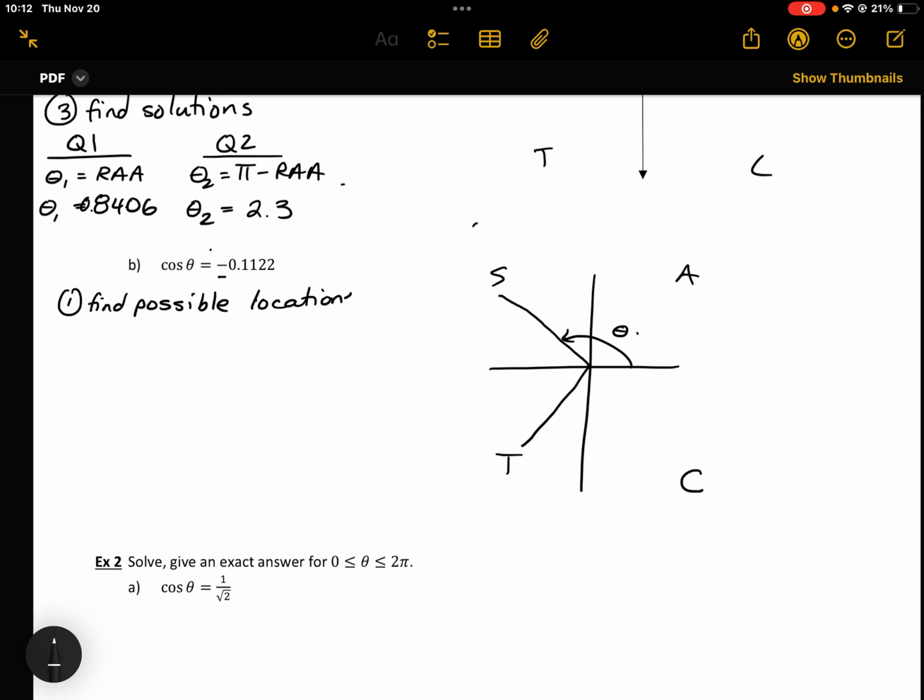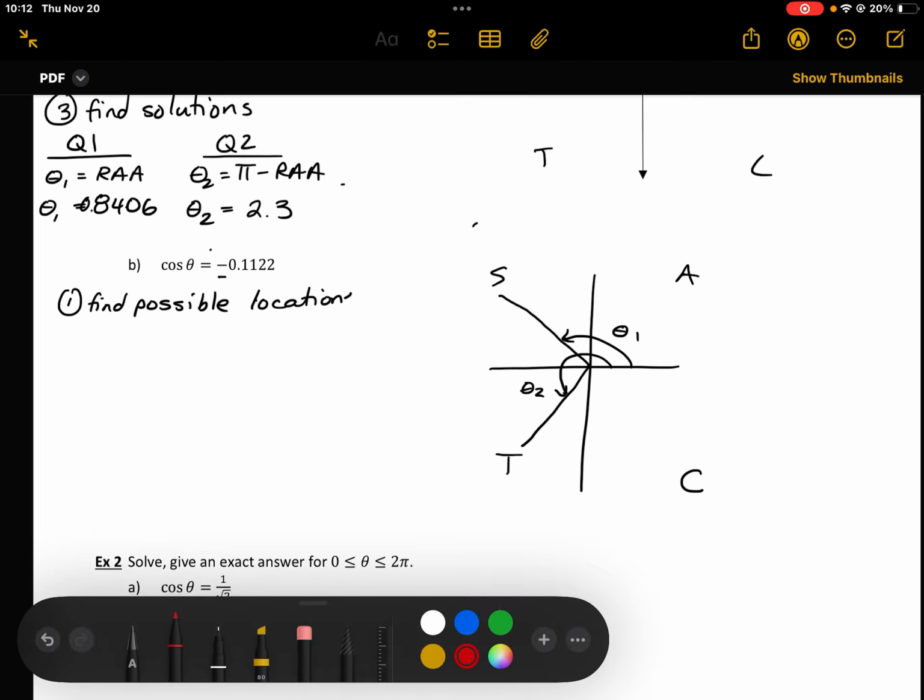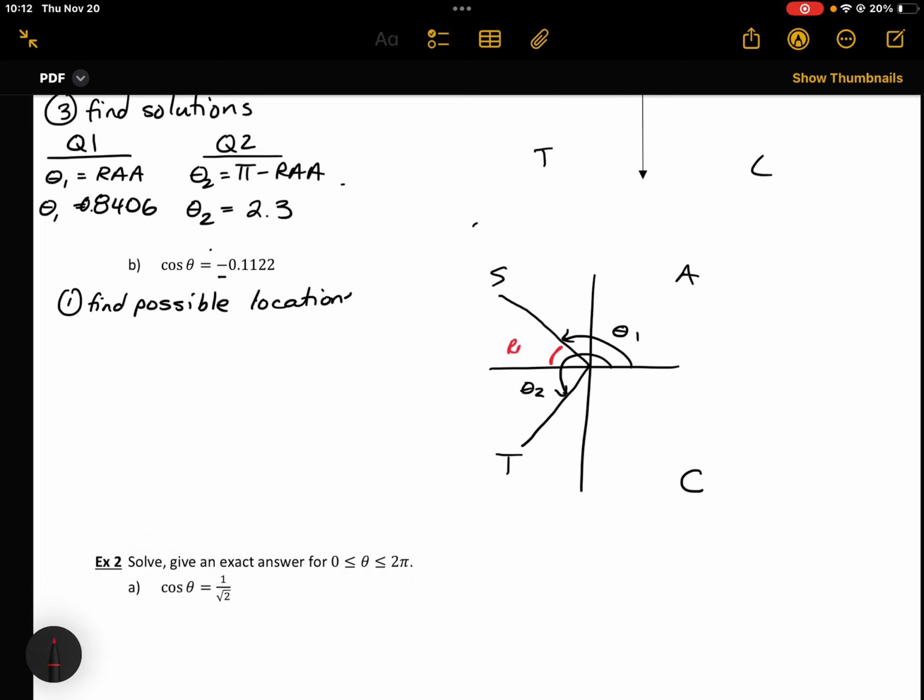So I've got my first solution, and then I've got my second solution down here, both of which are connected by a related acute angle, which is the same for both cases. So my next step is going to be to find my related acute angle by doing the cosine inverse of the positive value of the angle. So it's almost like I'm pretending the angle is in the first quadrant, and I'm going to do the cosine inverse of that value. This is going to give me a related acute angle of 1.4583.